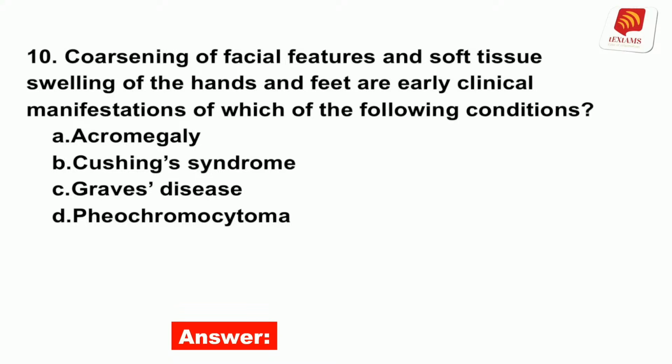A. Acromegaly. B. Cushing syndrome. C. Graves' disease. D. Pheochromocytoma. The answer is A. Acromegaly is marked by coarsening of facial features and soft tissue swelling of the hands and feet. Cushing's syndrome causes thin extremities, truncal obesity, and a moon face. Graves' disease causes bulging of the eyes, weight loss, and heat intolerance. Pheochromocytoma is a tumor of the adrenal gland that causes hypertension.